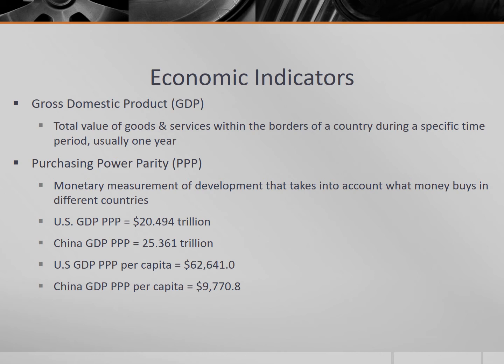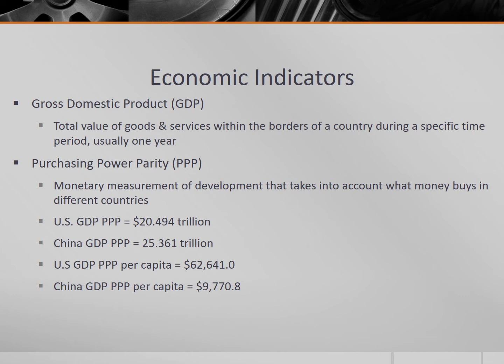So, the GDP with purchasing power parity factored in for the United States was $20,494 billion. Then, during the same year, the GDP with purchasing power parity factored in for China was $25,361 billion, again in US dollars.